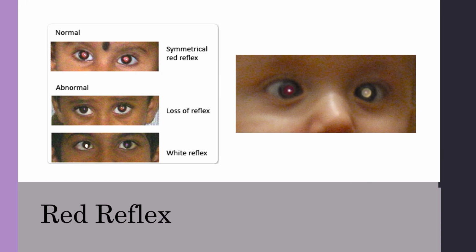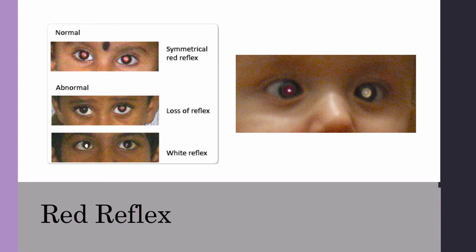This slide is just to refresh your memory on what the red light reflex looks like. So normal, you should see the red light in both eyes, equal, bilateral. Abnormal, you might see that there's no reflex at all. It might be in one eye and not the other. It might be gone in both. You might see a white reflex. These would be abnormal findings, and this would indicate a need for referral.